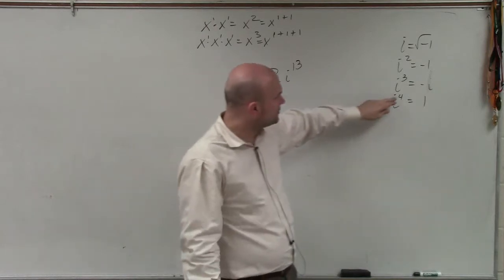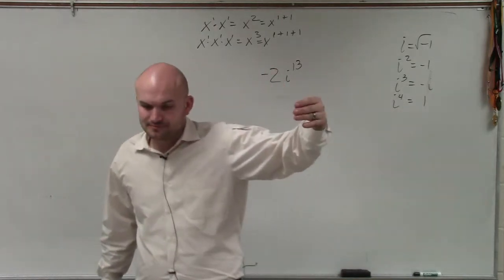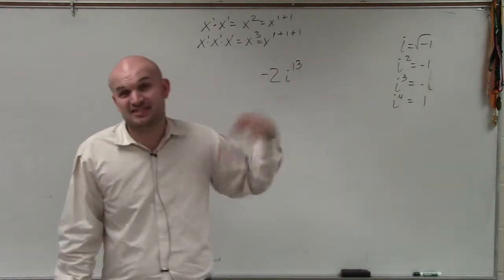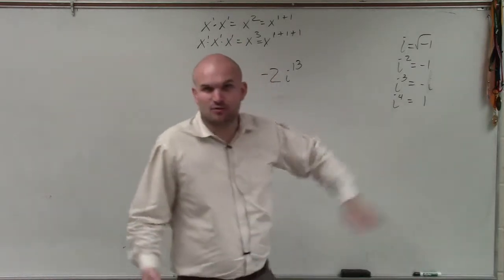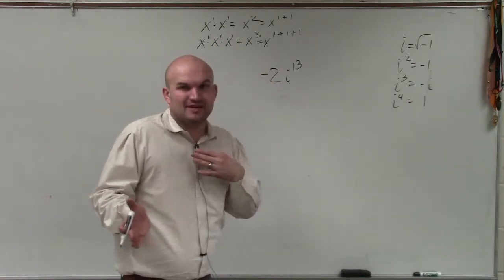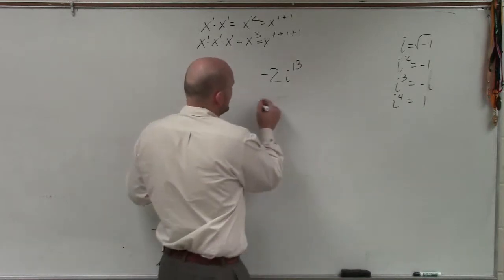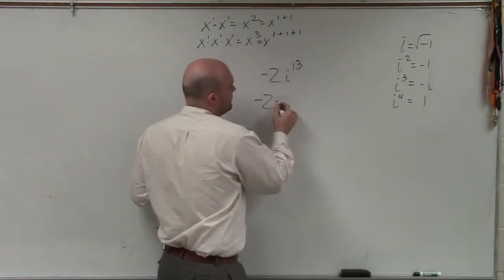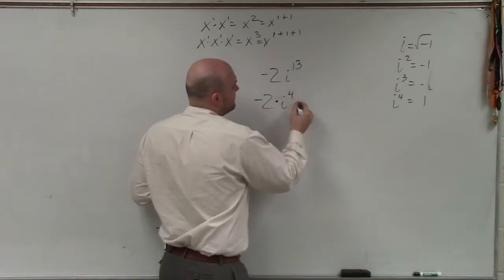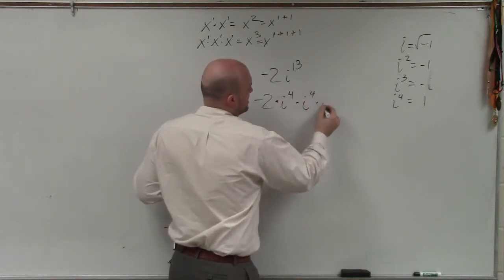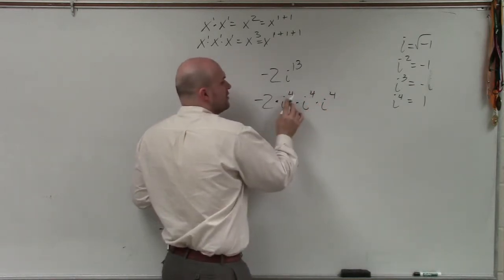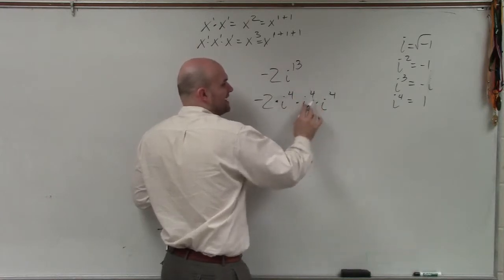Now, the most important exponent I have is i to the 4th, because we know i to the 4th is equal to 1. So really, it's just an extra repetition here. So I can do -2. Now, how many i to the 4th can I multiply by? I have i to the 4th times i to the 4th times i to the 4th. Well, that gives me 4, 8, 12.